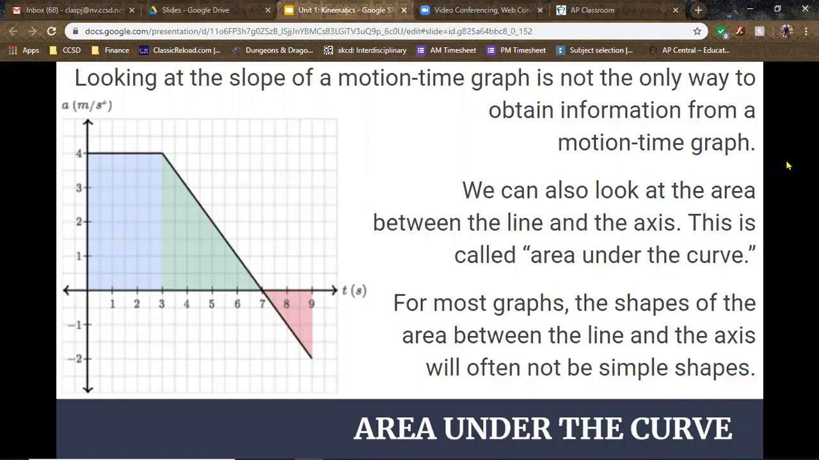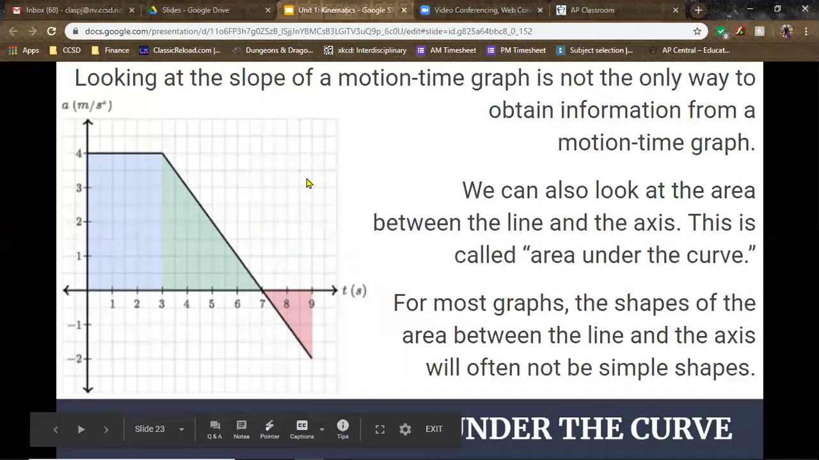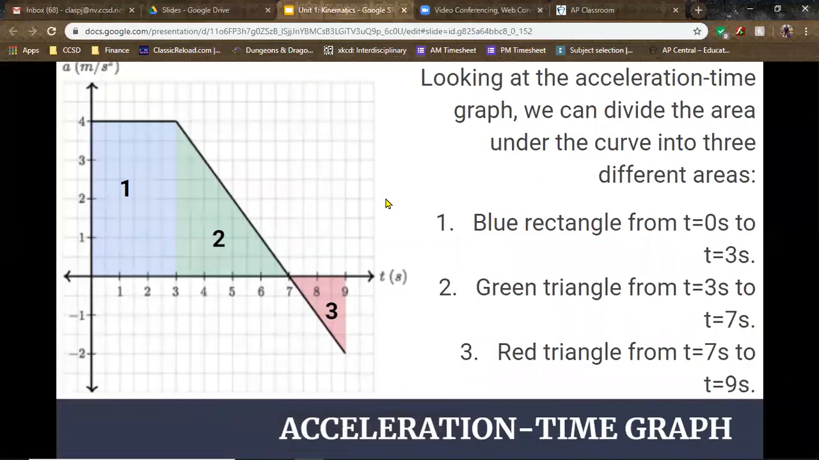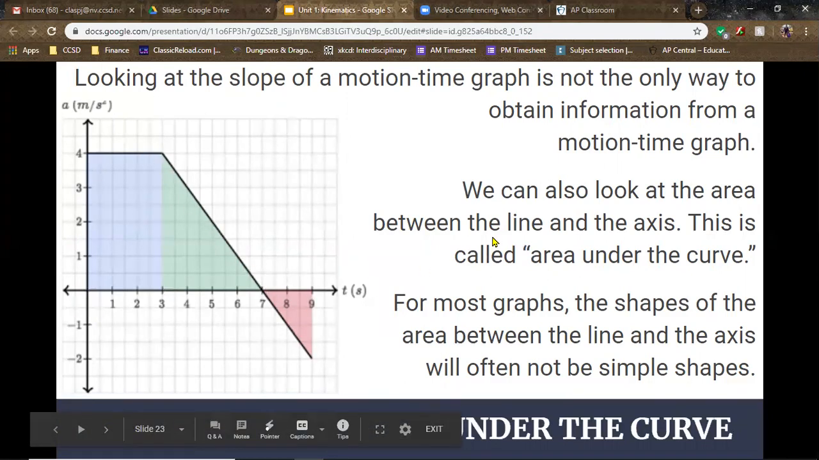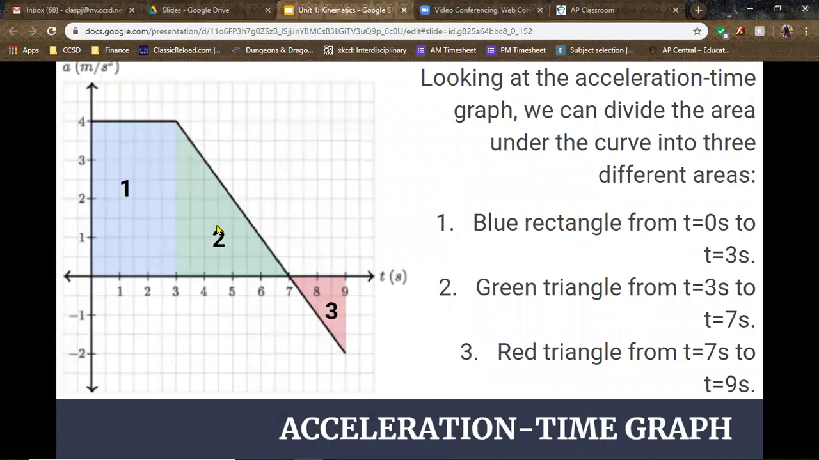For most graphs, the shapes between the line and the axis, the area under the curve, aren't going to be simple shapes, all right? So what we're going to have to do is divide those weird shapes into shapes that we know. So we started right here, okay? This is an easy shape, this red one right here, because that's a triangle. However, this shape right here, I don't know how to calculate that area. I know the area of a triangle, but I don't know how to calculate that area. So we'll split it up, all right?